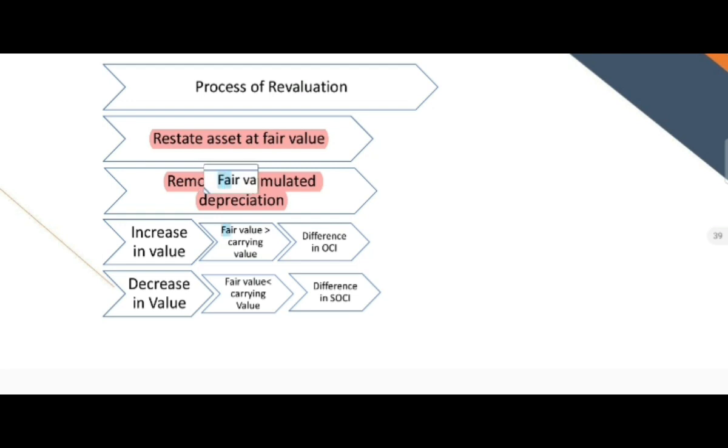If the fair value is greater than the carrying value, it would be recorded in other comprehensive income in the name of revaluation surplus. And if the fair value is less than the carrying value, the difference would be recorded in the statement of profit and loss as an expense.